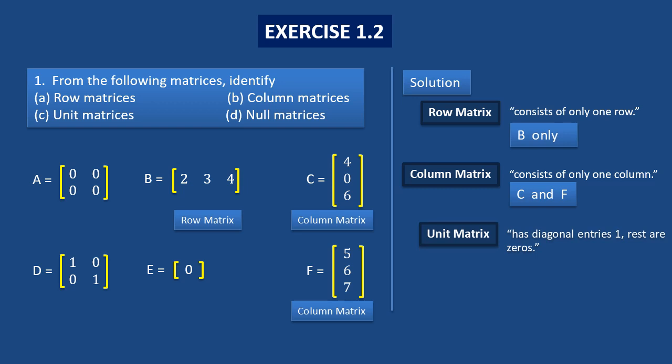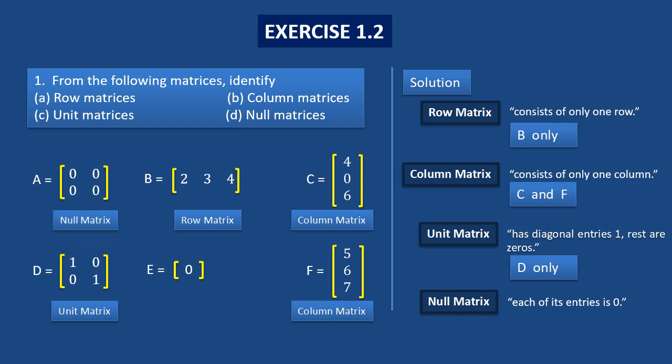A unit matrix has diagonal entries 1, rest are zeros. So we find only matrix D as a unit matrix. While a null matrix is that whose each entry is 0. So there are two null matrices, that is A and E.